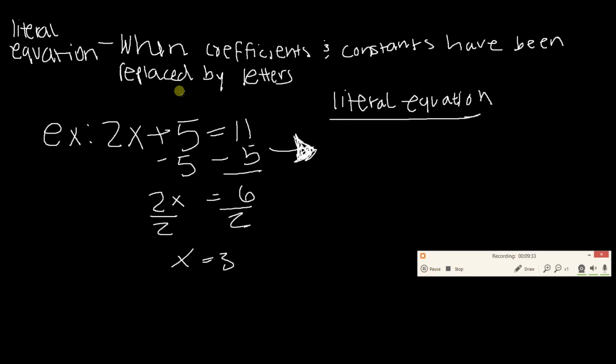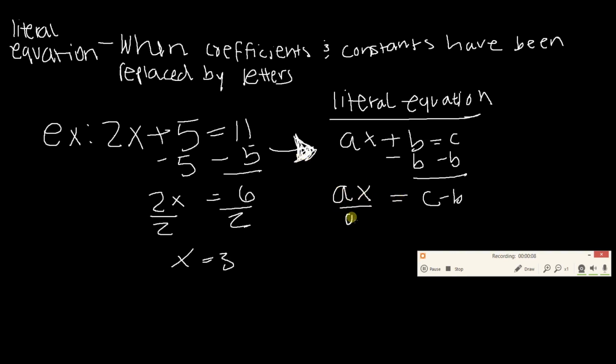Alright, so a literal equation is when coefficients and constants have been replaced by letters. So 2x plus 5 equals 11. In this process, you see, it's been done normally and algebraically, but in a literal equation, it would be something like this: ax plus b equals c. What you would do is subtract b from both sides. c minus b equals ax. Then you divide both sides by a, right?